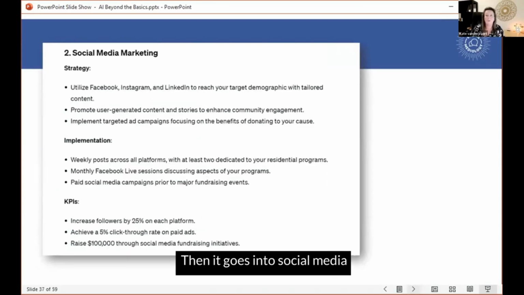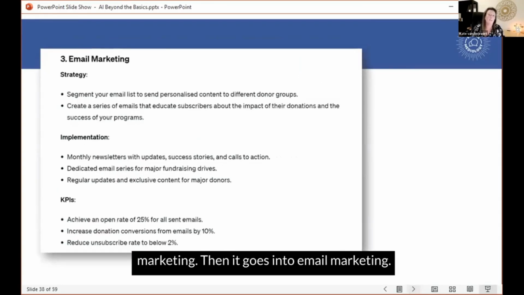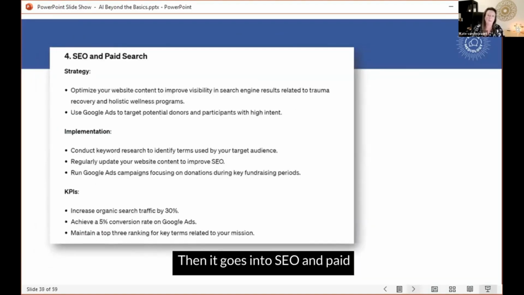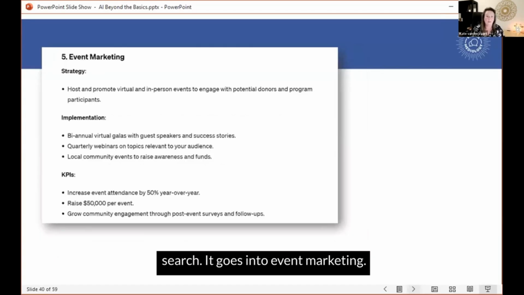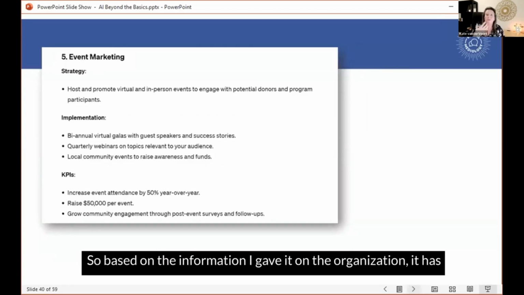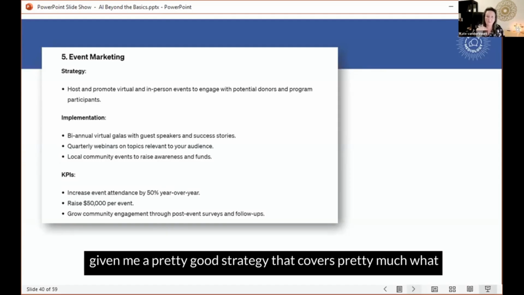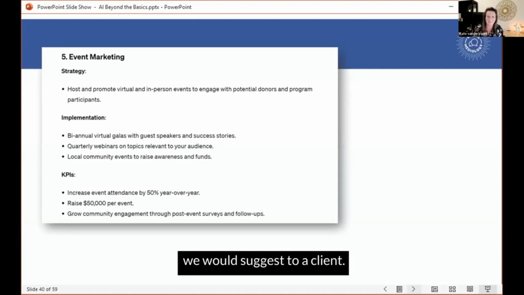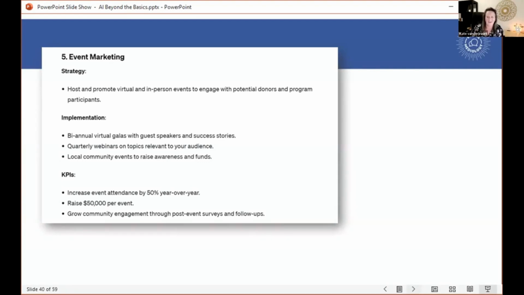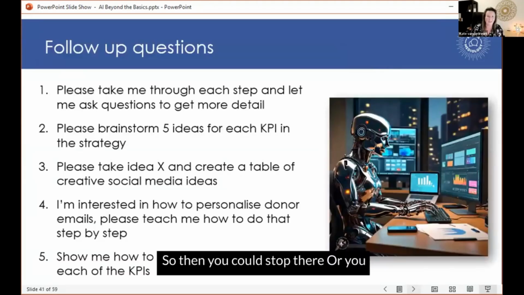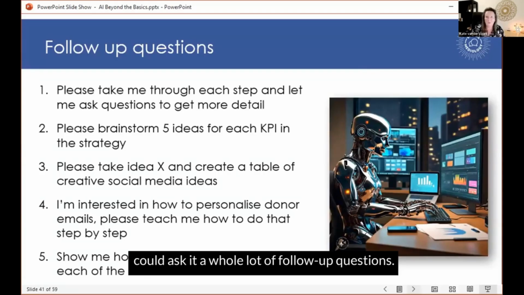Then it goes into social media marketing. Then it goes into email marketing. Then it goes into SEO and paid search. Then it goes into event marketing. So based on the information I gave it on the organization, it has given me a pretty good strategy that covers pretty much what we would suggest to a client. So then you could stop there, or you could ask it a whole lot of follow-up questions.